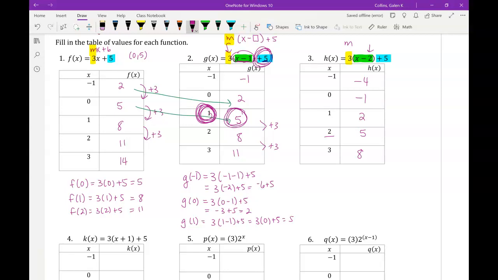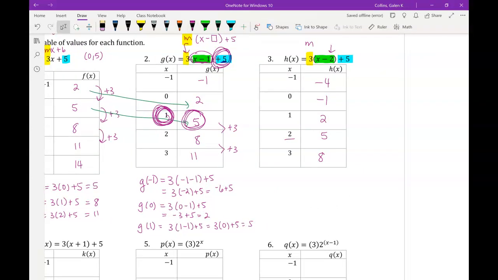And again, if you're not sure about this, you could prove it to yourself. Let's just evaluate h of -1. So what I mean is substitute -1 for x.